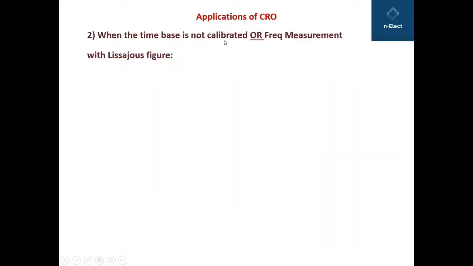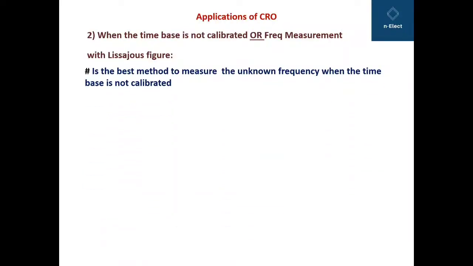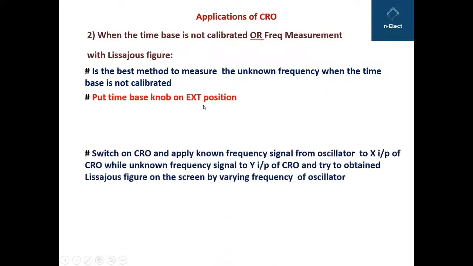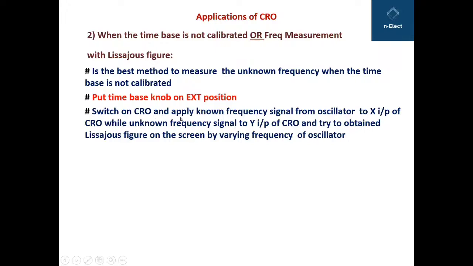When the time base is not calibrated or frequency measurement with the help of Lissajous figure is to be done, then this method is to be applied. This is the best method to measure the unknown frequency when the time base is not calibrated. Put time base knob on external position. Switch on CRO and apply known frequency signal from the oscillator to X input of CRO, while unknown frequency signal to Y input of CRO.